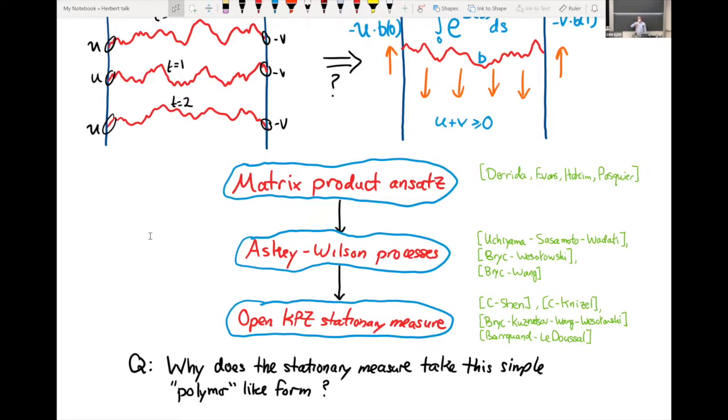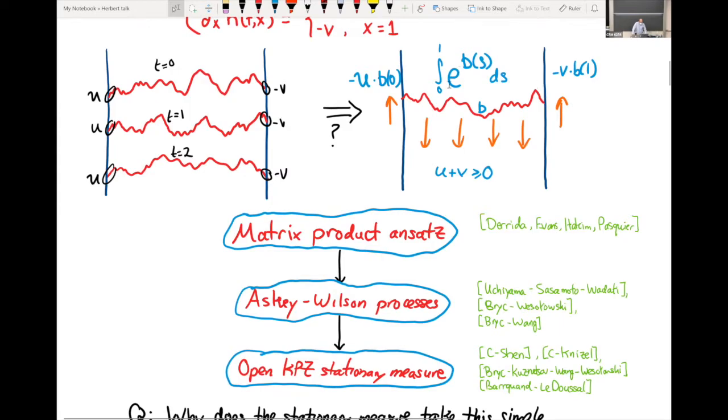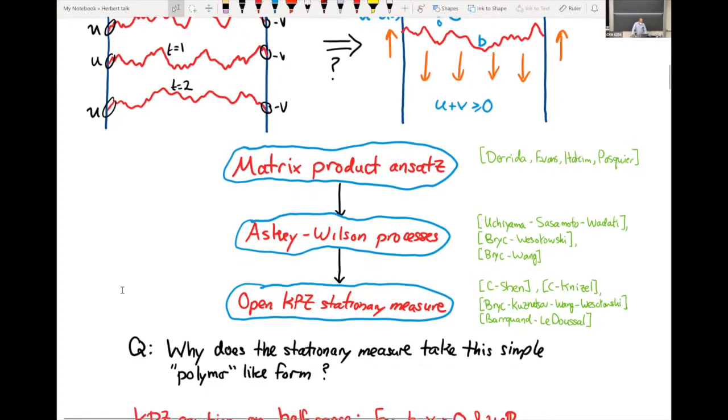In other words, why does the stationary measure itself have this description as a path integral against a Brownian motion involving a potential? And if you paid attention to Neil's talk, you would see this exponential form. This is exactly the same type of form that he had in the quantum Toda Hamiltonian. And that's not coincidental. In fact, this is because what we're seeing here is related to a two-level polymer in the spirit of what he was talking about. And I'll try to elucidate exactly how that works.